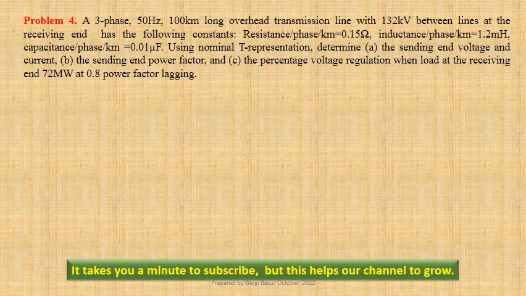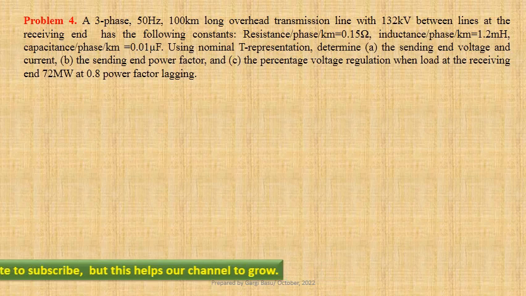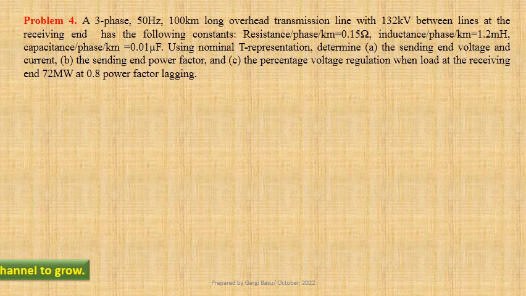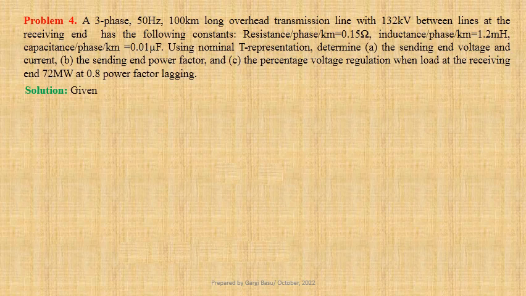Using nominal T representation, we have to determine the sending end voltage and current, the sending end power factor, and the percentage voltage regulation when the load at the receiving end is 72 megawatts at 0.8 power factor lagging. Let us first write down the given data.